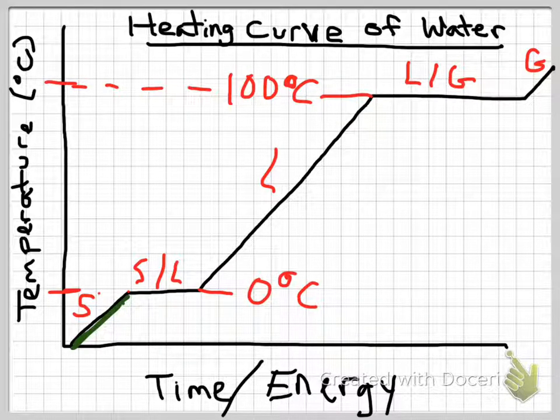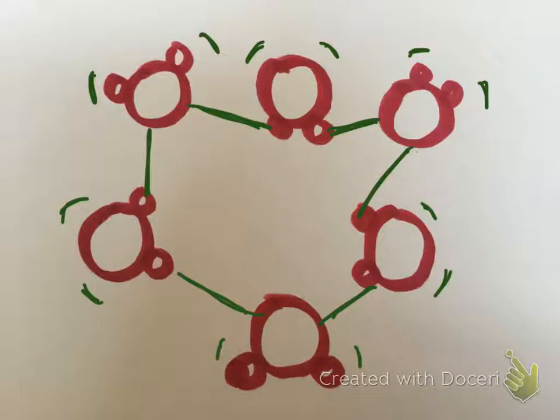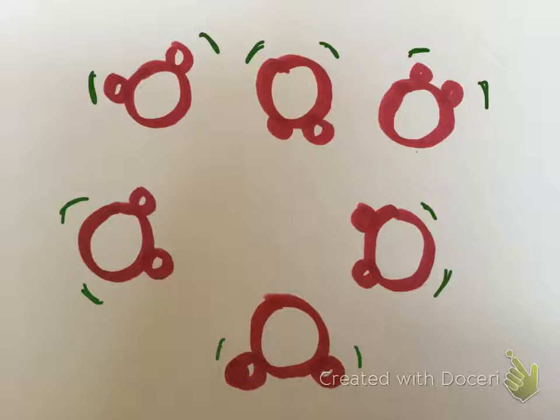Once it starts to melt, we have enough energy to actually break these bonds. So these bonds are now breaking. The molecules are not moving any faster. The temperature of our water is not increasing, so the molecules are not moving any faster, but these bonds are breaking. And in a liquid, the molecules will rearrange themselves and new attractions will form.